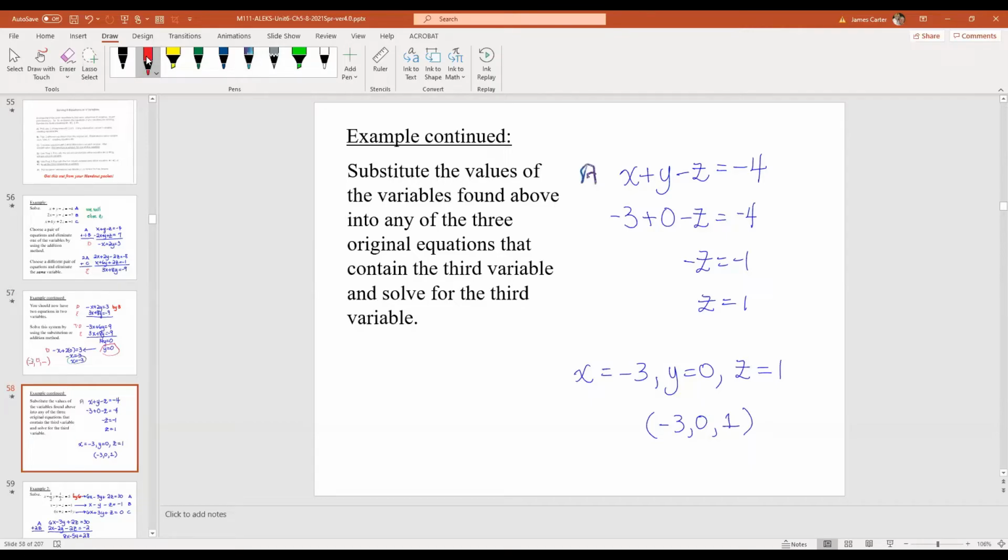And we're going to substitute those. So we're going to substitute this -3 for the X. We're going to substitute the 0 for the Y, which just leaves us -z minus 4. So we add 3 to both sides. We get -z equals -1, and z then equals +1, which is our third value. So here are our 3 values now, and there is our solution.